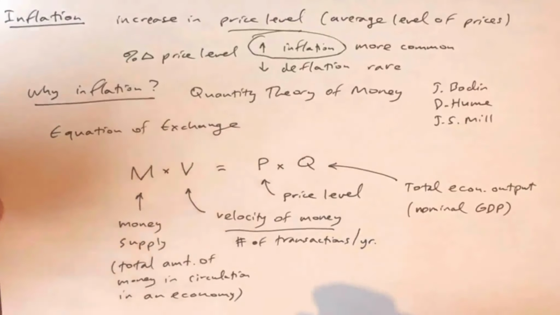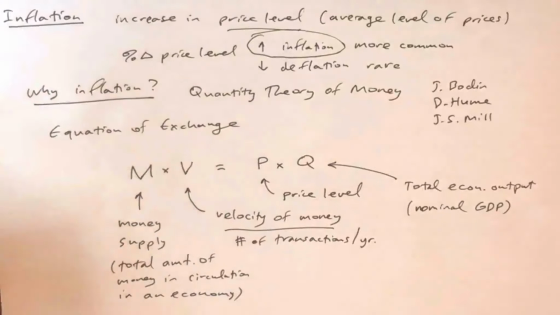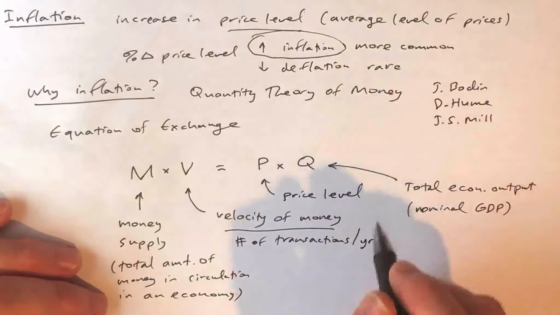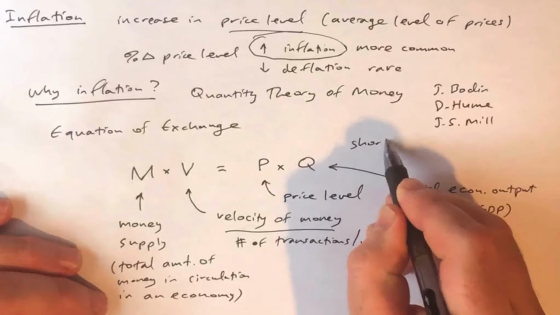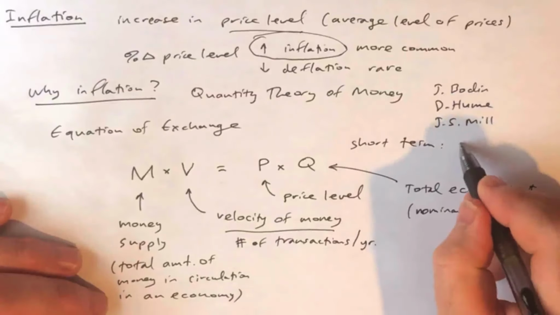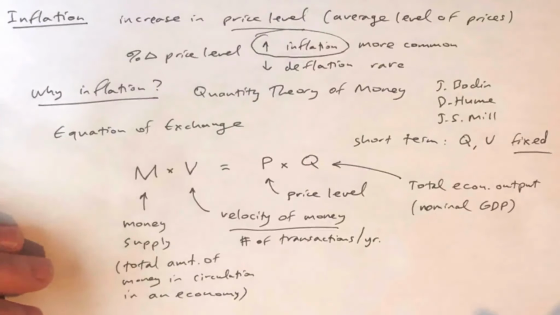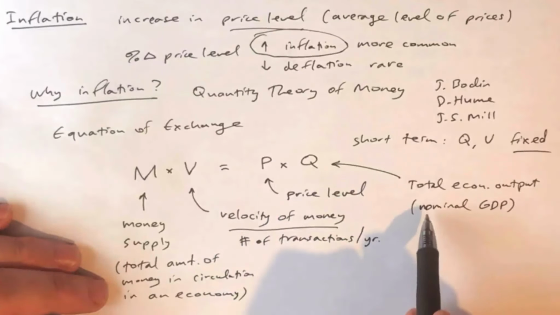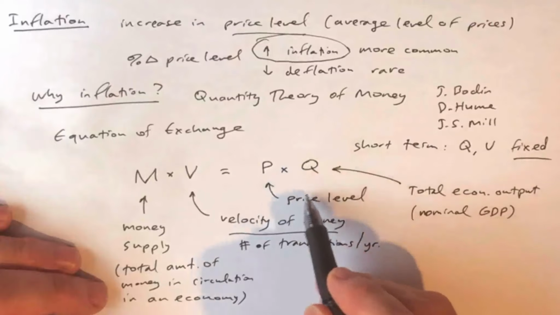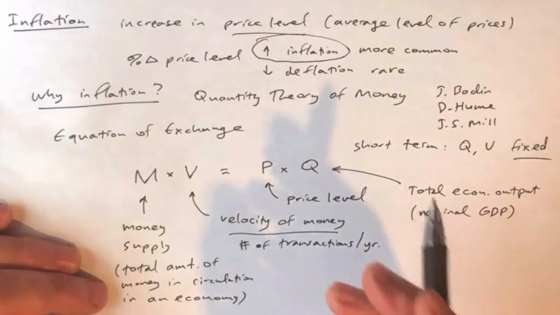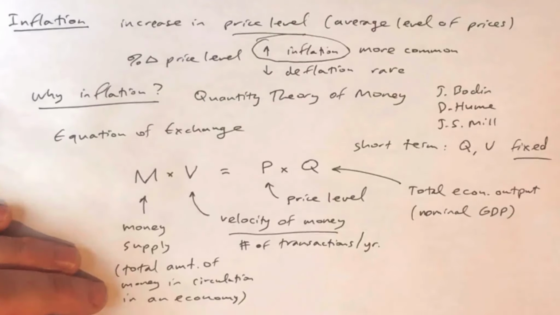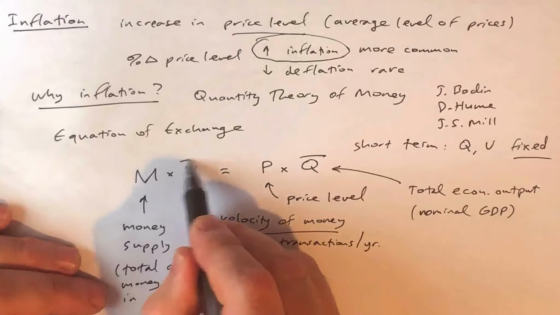Where this becomes a theory of actual inflation is in making a couple of assumptions. Let's take a look at the short term. In the short term, the quantity and the velocity of money are fixed. That is because the total economic output, the nominal GDP, changes only relatively slowly. If we're talking about this year, the GDP is likely to be pretty similar. Even an economy that's growing very rapidly, 5% or even 10%, is still close to the same as it was last year. So in the short term, say that's fixed, and the velocity of money is also fixed.